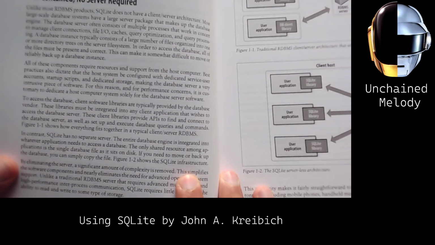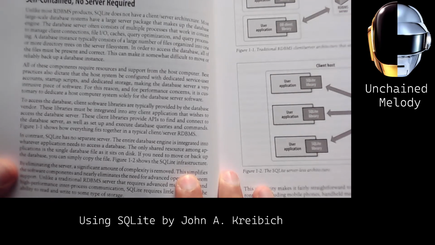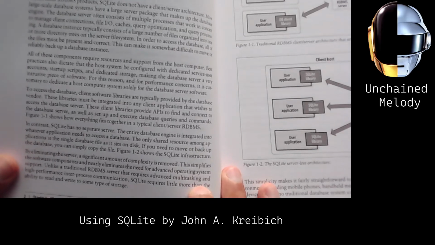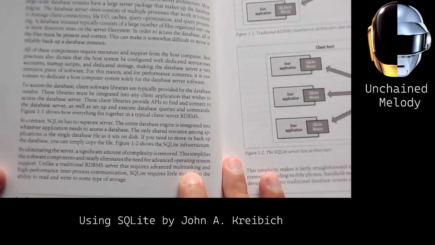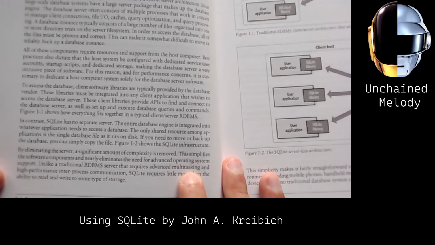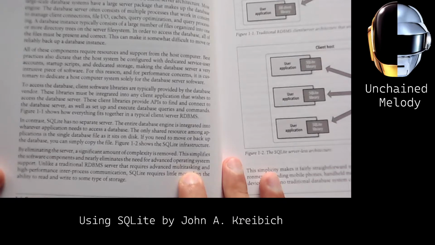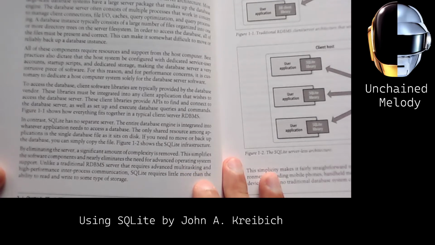In contrast, SQLite has no separate server. The entire database engine is integrated directly into whatever application needs to access a database. The only shared resource among applications is a single database file as it sits on the disk. If you need to move or back up the database, you can simply copy the file. Figure 1.2 shows the SQLite infrastructure.